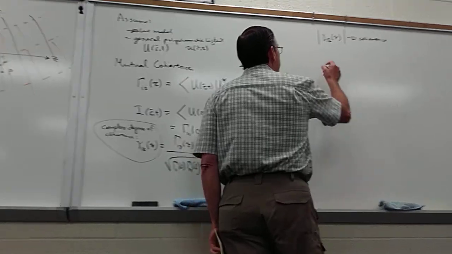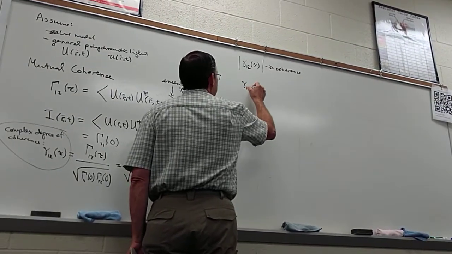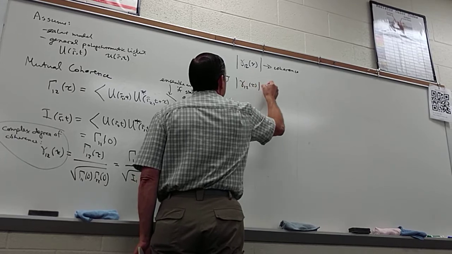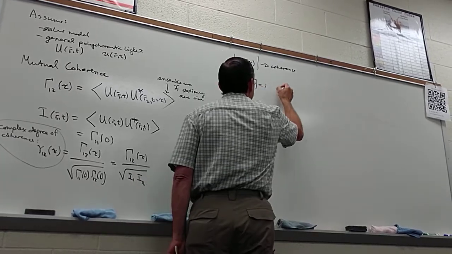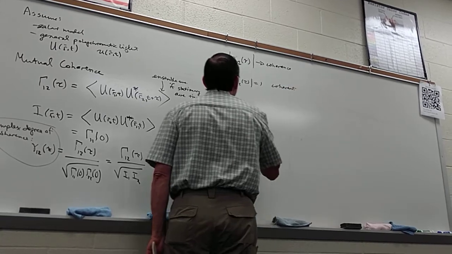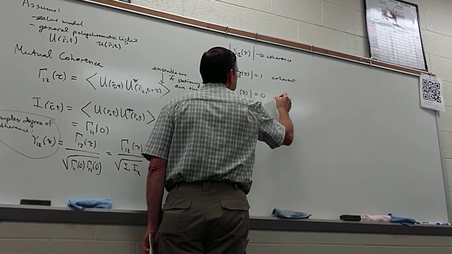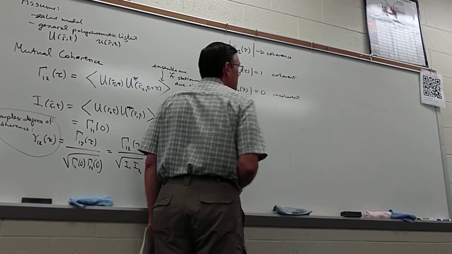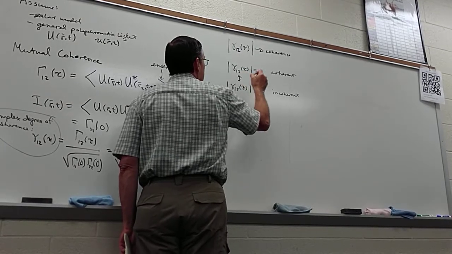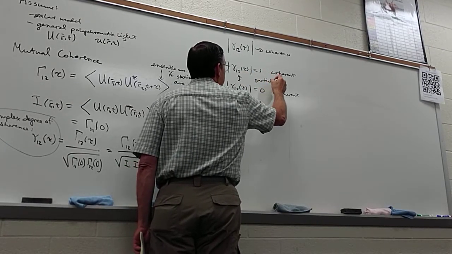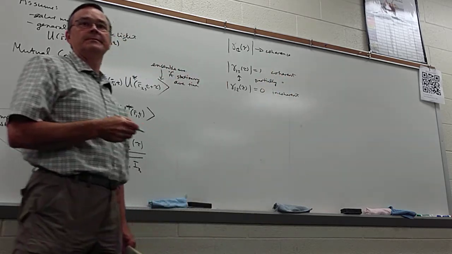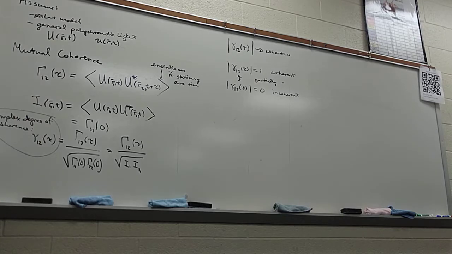And so if gamma 1, 2 of tau is 1, we say that the light is coherent. If gamma 1, 2 of tau, magnitude thereof, is 0, we say that the light is incoherent. And then everything in between, we say that the light is partially coherent. Okay, so now we have a specific definition for each of those terms, coherent, incoherent, and partially coherent, all in terms of that coherence function.